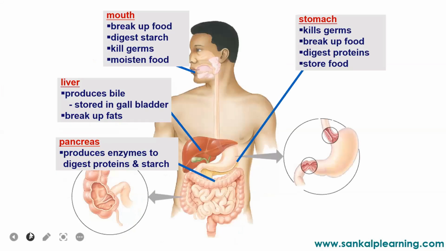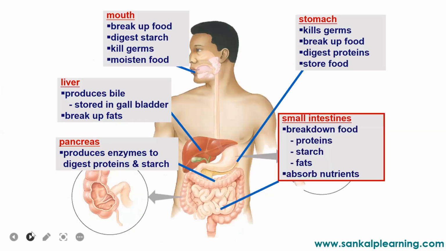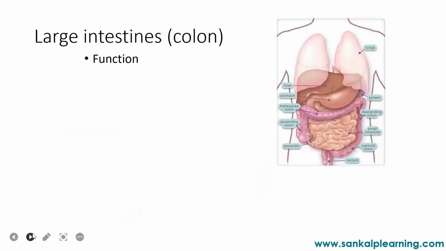In the small intestine, protein and starch will be digested by pancreatic juice, fats will be digested by the bile juice, and it is also involved in absorption of nutrients by the villi. Next we have the large intestine. So what is the function of the large intestine?